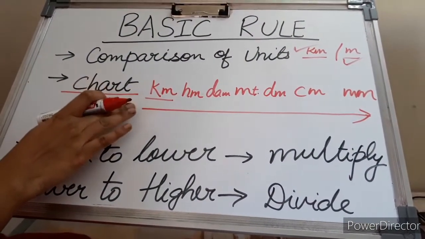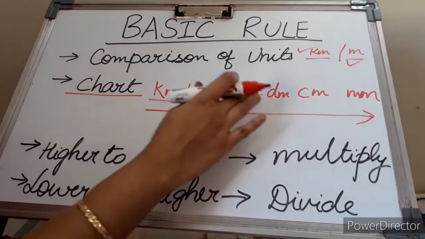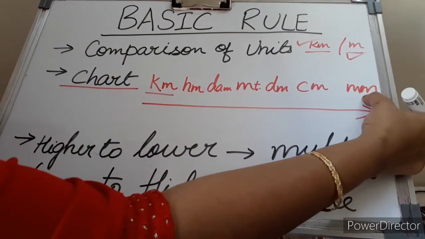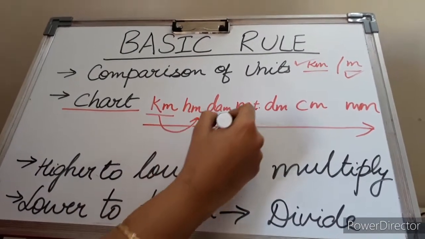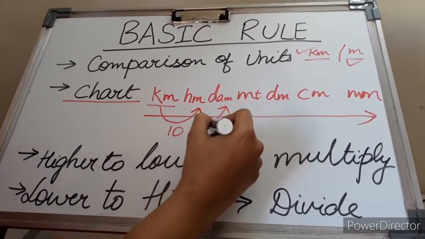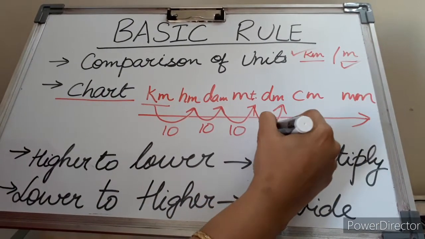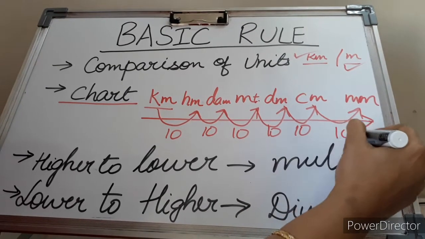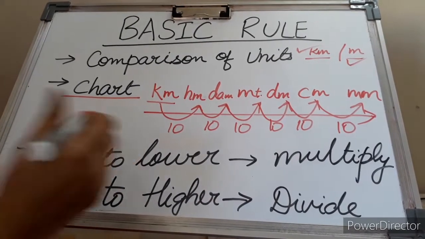So these units are in decreasing value. That means kilometer is the highest, then hectometer, then decameter, then meter, then decimeter, centimeter, and last the smallest unit is the millimeter, and they differ by a factor of 10. All the units are in a difference of 10. Now how we will use this 10 with the sum, we will relate it with the sum. Let's see with an example.